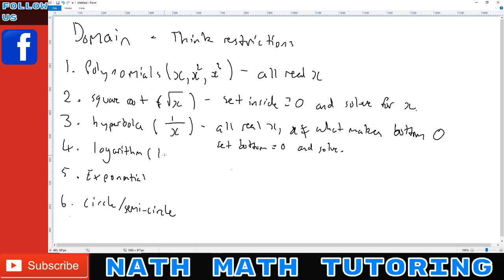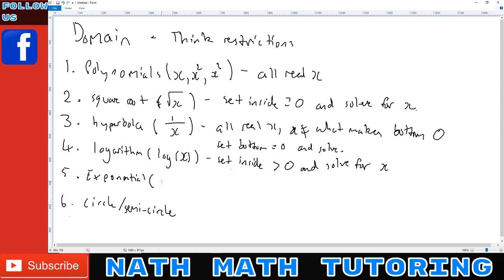Next, logarithms. You might have come across logarithms. The thing with logarithms, if you've seen the curve, is you cannot log negative numbers or 0. You can only log positive numbers. So what that means is set inside to greater than 0 and solve for x. So logarithm has an extra restriction to square root. You can square root 0, but you can't log 0. It has to be strictly positive.